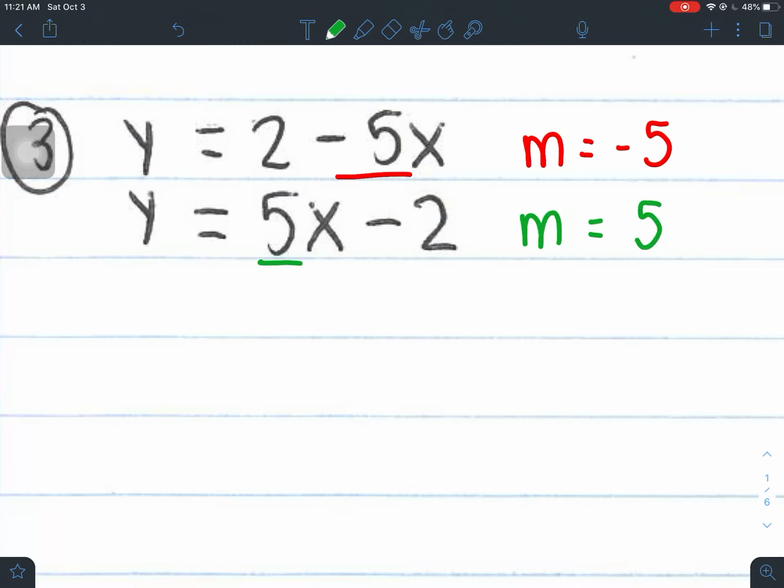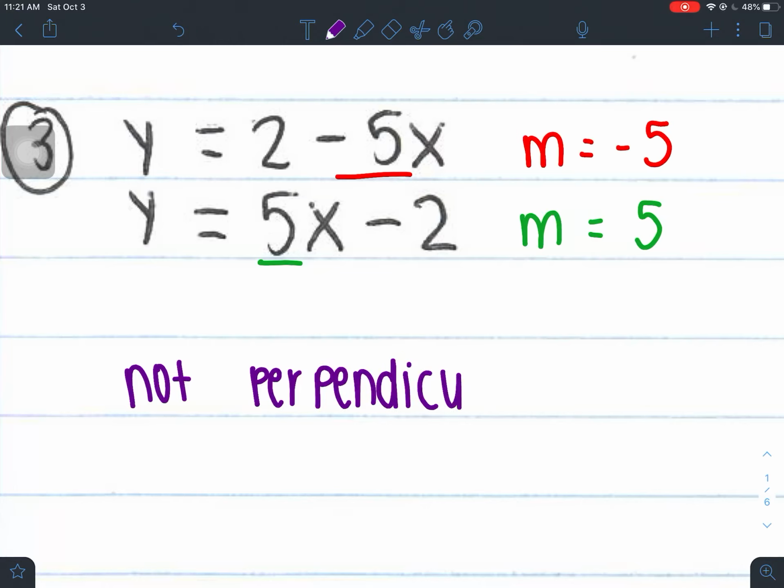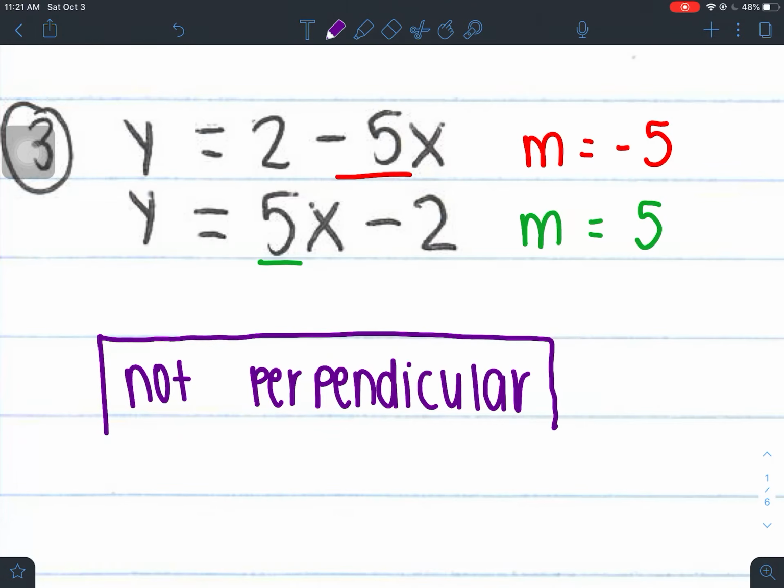Well, these slopes are not exactly the same, so they're not parallel, that's for sure. Are they perpendicular, though? They are not. They are not opposite reciprocals, so this would be not perpendicular. Now, just because they're not perpendicular does not mean that they're parallel, right? So these are not parallel either. So you don't want to say that they're parallel.